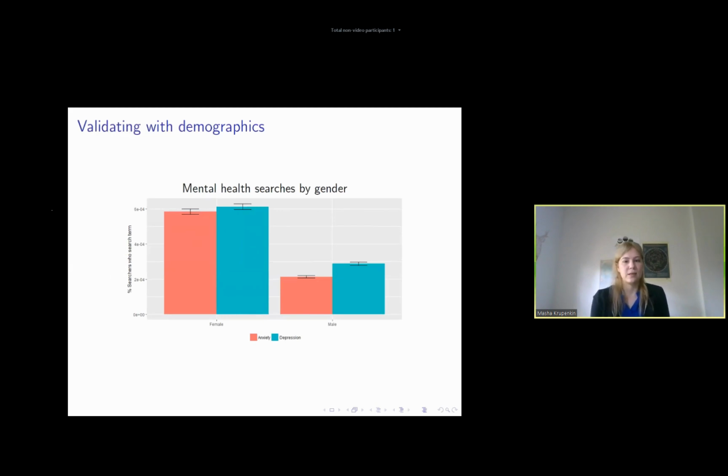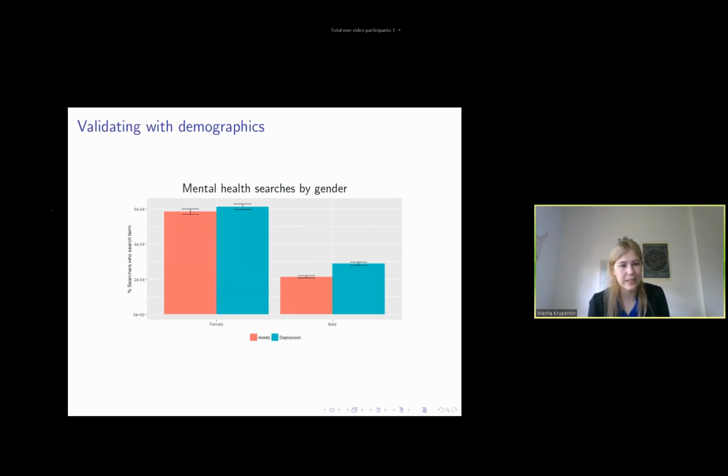We know that women are significantly more likely to be diagnosed with anxiety and depression than men. And so the idea is that if people are searching for anxiety or depression, that has some correlation with whether or not they are suffering from these conditions in real life. If searching for depression is actually correlated with an incidence of depression, we should see that women search significantly more than men for this particular term. And on the graph, this is exactly what we see. Women search about twice as much as men for both anxiety and depression.